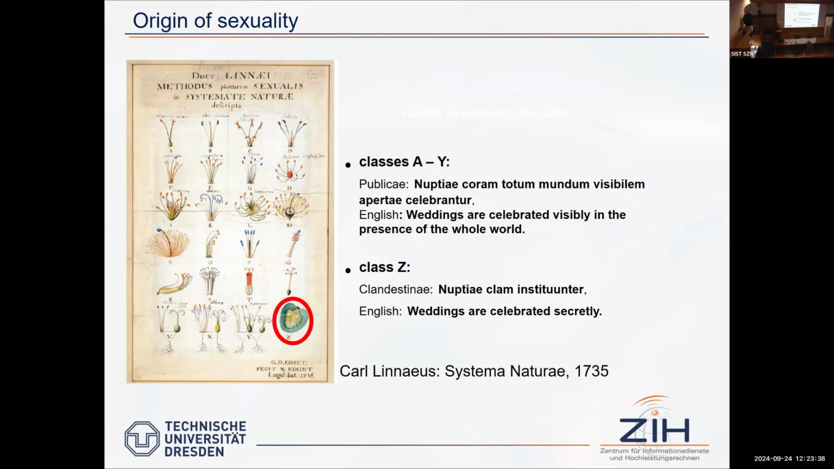And there is a special plant class based on spore reproduction. He called these here "publicae nuptiae coram totum mundum visibilem aperte celebrantur": weddings are celebrated visibly in public, in the presence of the whole world. And the last one, at that time, one didn't even know if there are weddings. "Nuptiae clam instituuntur": weddings are celebrated secretly. This choice actually provoked protest from many botanists.